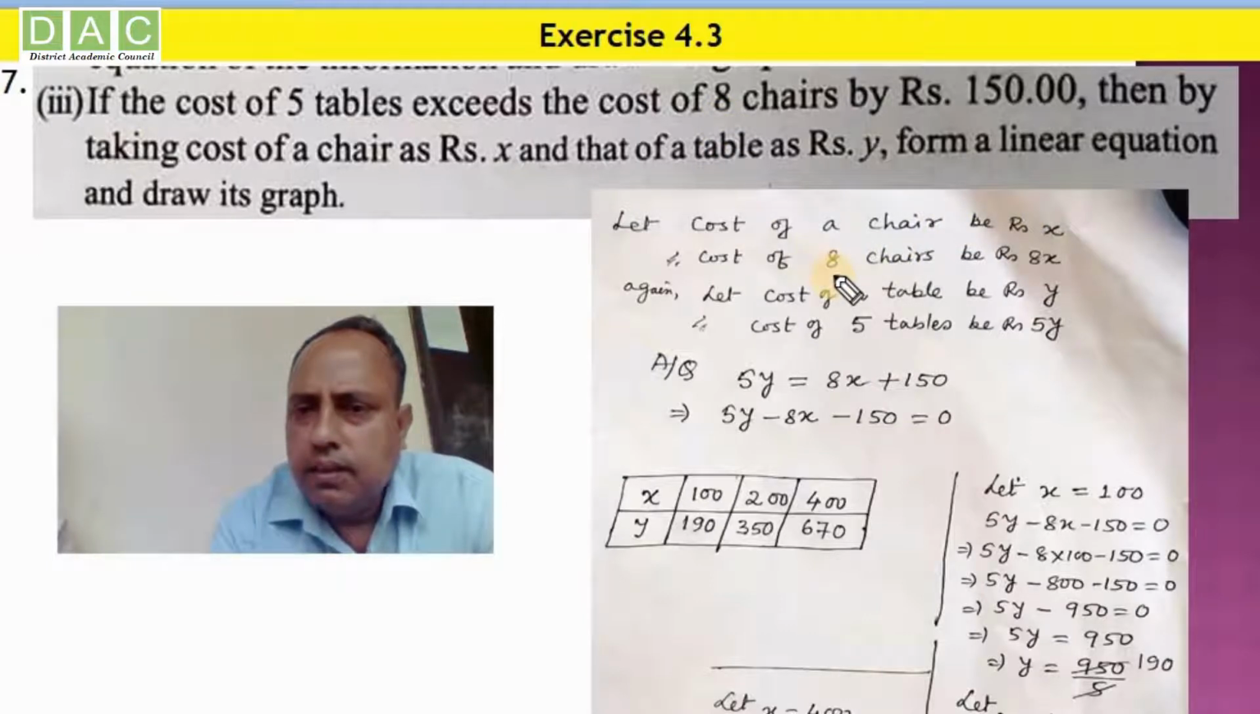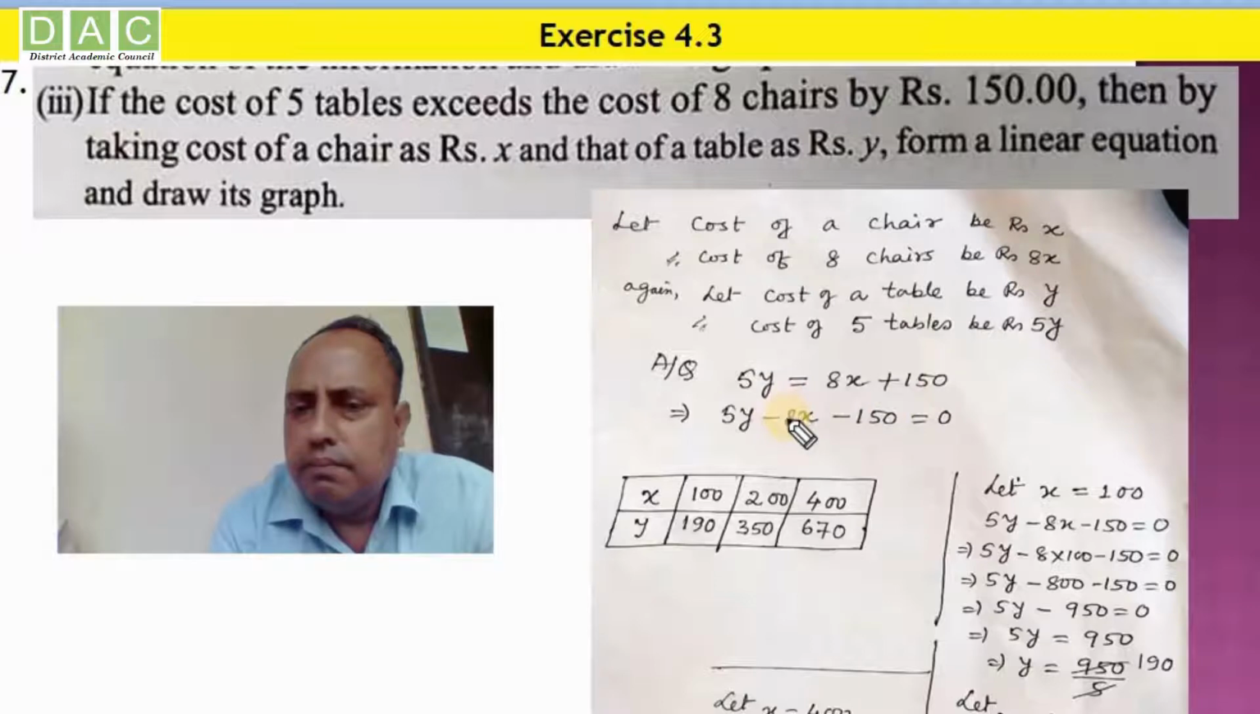Then the cost of how many chairs is given? 8 chairs. The cost of one chair is x, so the cost of 8 chairs is rupees 8x, 8 into x. Similarly, the cost of one table is y. Then the cost of 5 tables is 5 into y, 5y. Now, in the question, the cost of 5 tables, 5y, exceeds the cost of 8 chairs. The cost of 8 chairs is 8x. Exceed means more, plus how much more? 150. So 5y equals 8x plus 150.